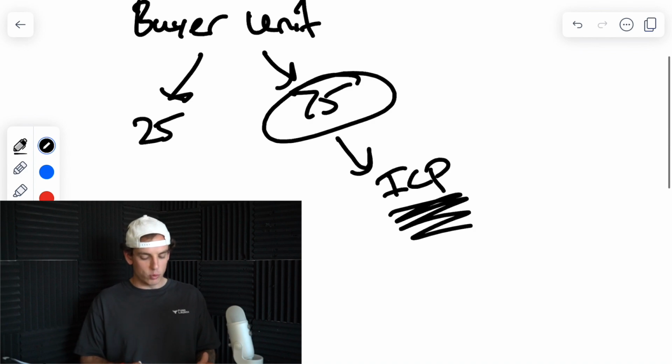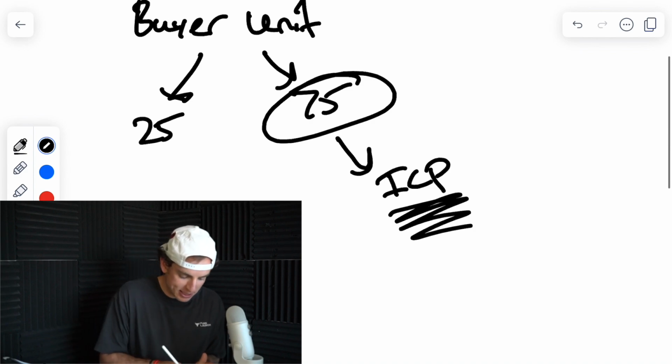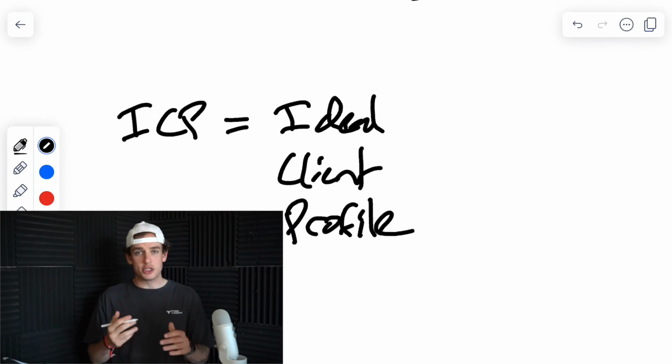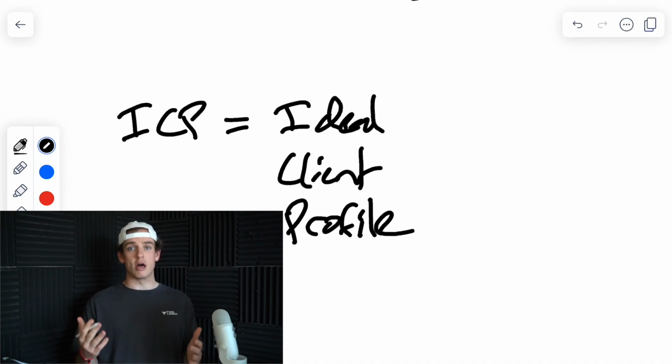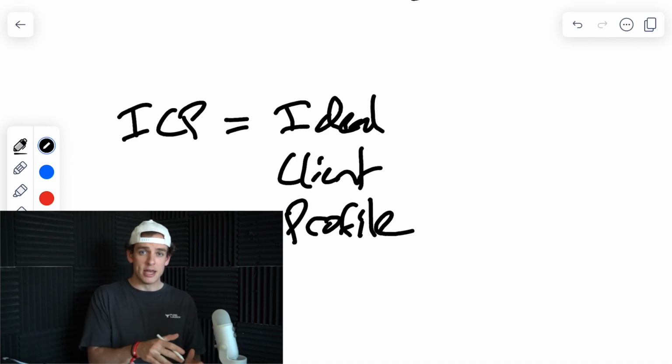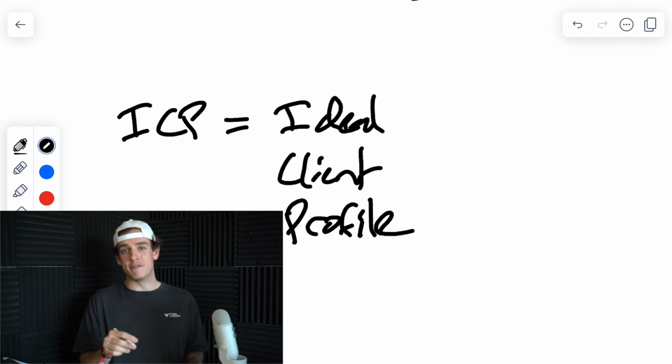Now, if you are unfamiliar with what an ICP is or what an avatar is, an ICP really just stands for your ideal client profile. And your ideal client profile, this is just the person that you're serving. Whoever's problem you're solving, whoever you are building your program or your offer for, that is your ICP. And those are the people that you want in the seats of your events.